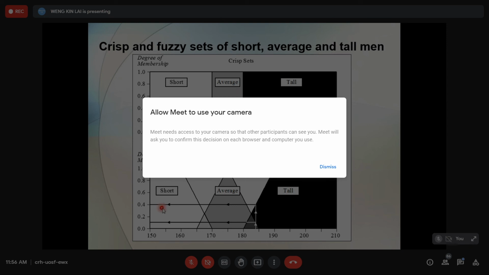Finally, the other one is a fuzzy set. For fuzzy, again, I will define short, average, and tall. So here, if my height is 184 cm, what do you see here? My membership for average is 0.1. At the same time, I also belong to the group of tall men, with membership 0.4. So I belong to both groups.